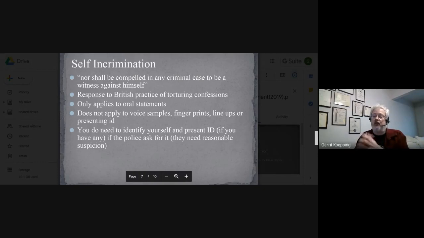So it only applies to oral statements. You cannot be forced to basically testify against yourself, but you can be required to give voice samples, fingerprints, do lineups, or even present identification if asked by the police if they have reasonable suspicion. So the self-incrimination protection is really about coerced confessions, making you admit to a crime that you did or didn't do. So this is why this protection exists.